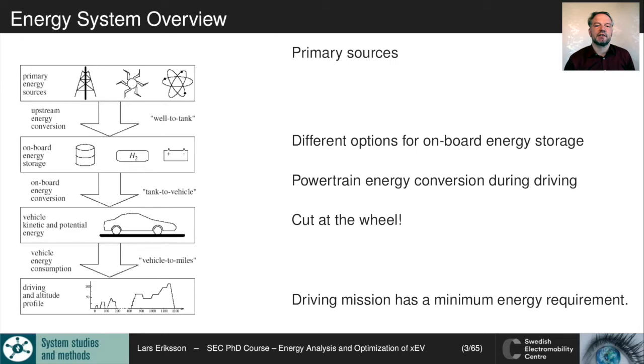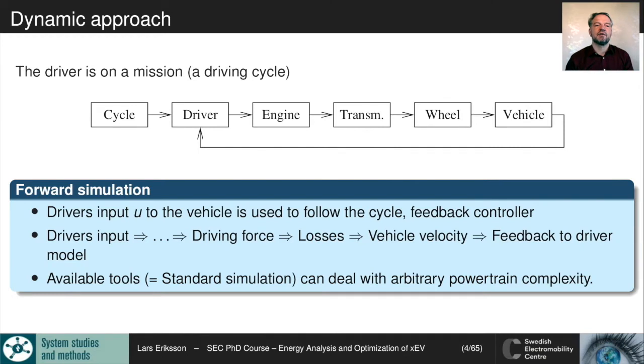We looked at different energy paths, and we mentioned that when we have specified the driving mission, we have a minimum energy requirement that is propagating up, and when we have a certain vehicle, we get a vehicle demand, and to get that we do the cut at the wheel. Then we look into the vehicle and we have powertrain conversion that is taking the energy that we have stored on board and trying to use that as efficiently as possible to fulfill our driving mission. We'll look at how this can be fulfilled.